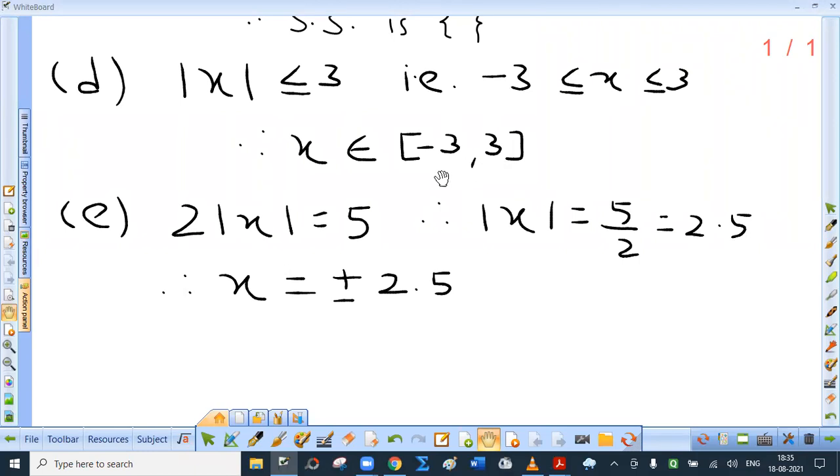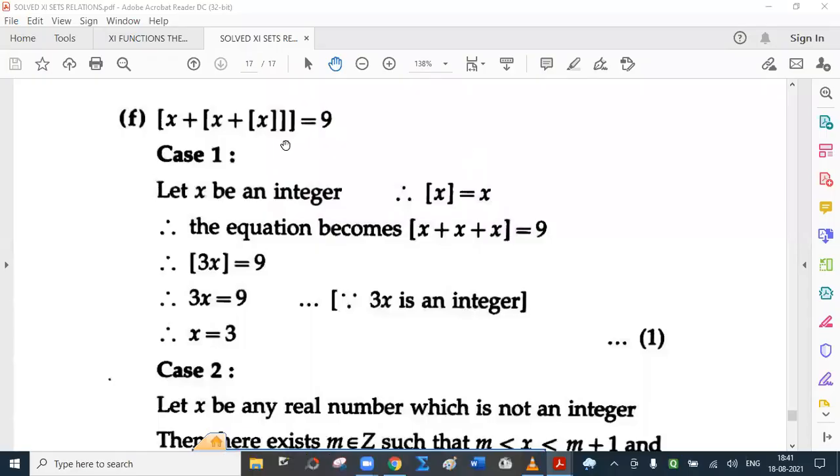Now if we are going to discuss, it is an interesting sum. I'll give you 2 minutes to try the solution and then we'll discuss that. Now this is an interesting sum.